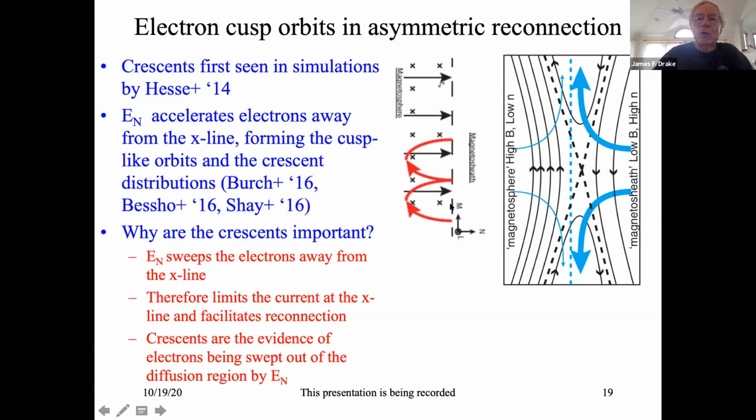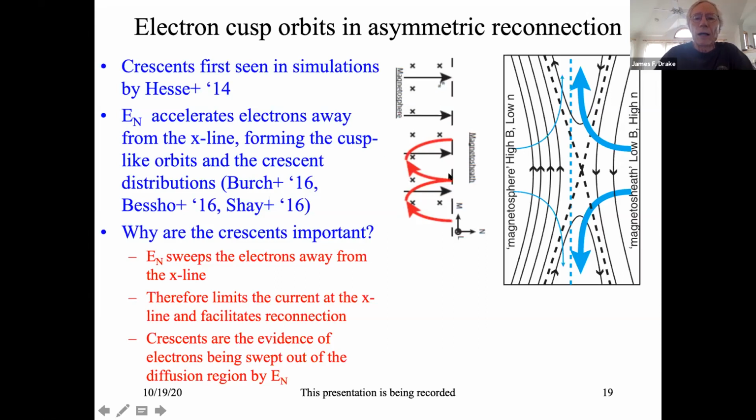These cusp-like orbits are the reason for the crescent distributions. These orbits are in the local plane perpendicular to B. You can see the magnetic field is pointing in on this side over here, and this is the source of the crescent distributions. Now, actually, these crescent distributions were first seen by Michael Hesse in simulations in 2014.